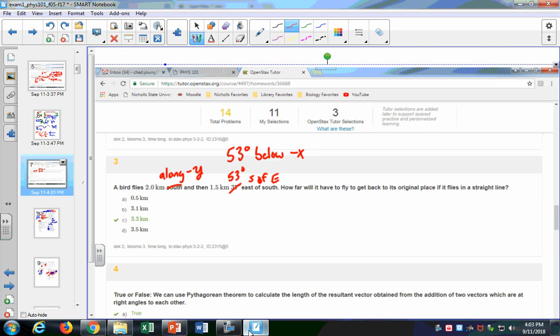My question is, do you draw the second, no, I forgot the word. Do you draw it tip to tail? Yes, that.